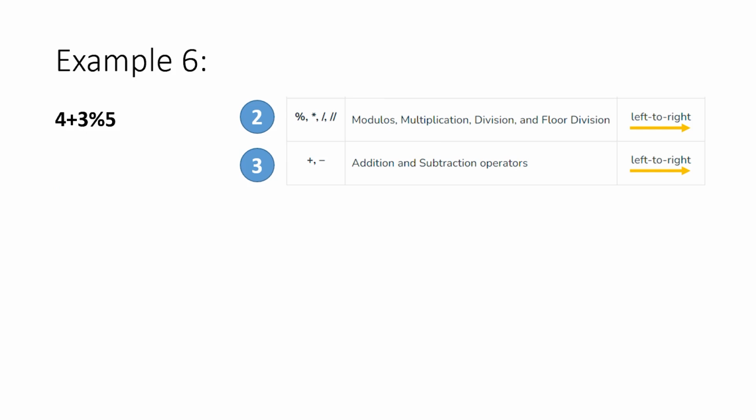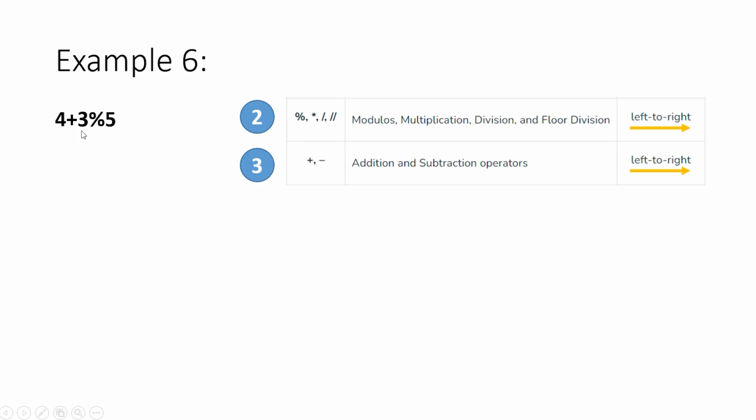Now here I am writing 2 different operators with 2 different hierarchy. So here the expression is 4 plus 3 percent 5. Percent is the modulus operator and plus is the addition operator. Now if you refer to the precedence chart, the modulus operator has got the highest precedence as compared to the addition operator. Hence the modulus operation will be taking place.